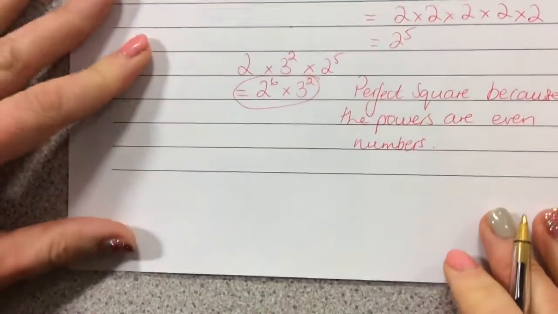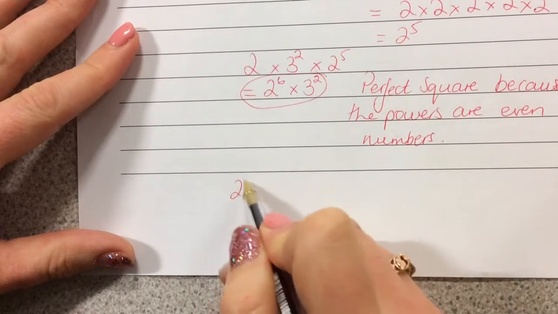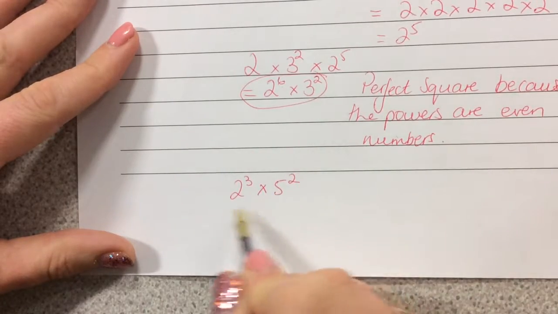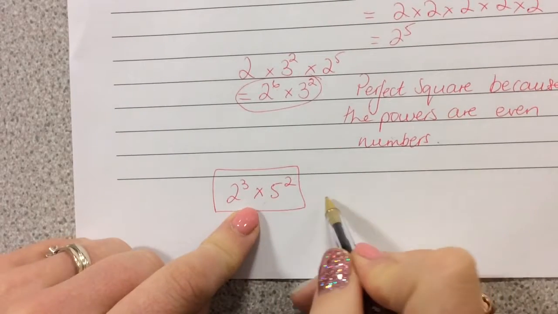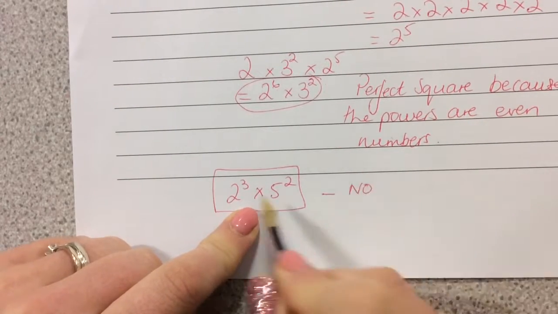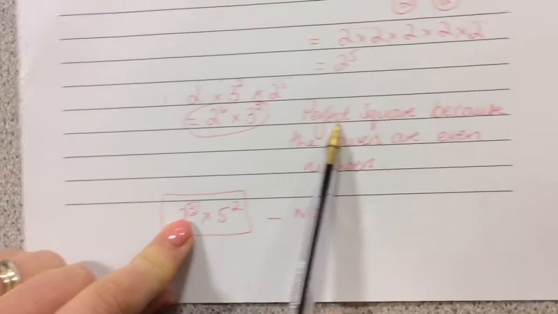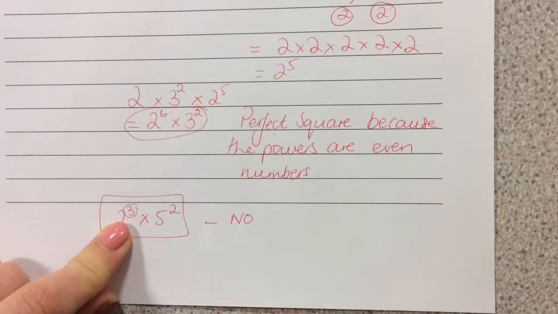Okay, let's test that then. Let's deepen your thinking on this. If I had a number, I'm just making this up, 2 to the power of 3 times 5 to the power of 2, would this be a perfect square? The answer is no, and that's because this power is an odd number. And for a perfect square, all the powers have to be even numbers.